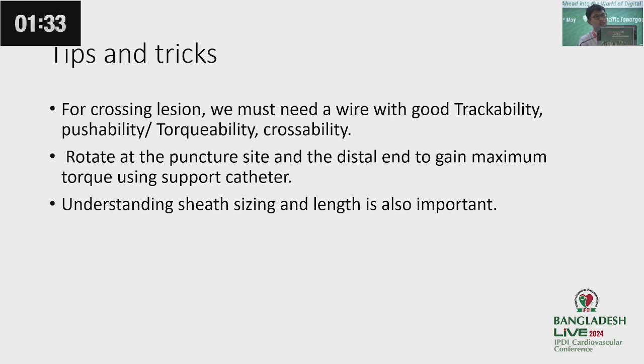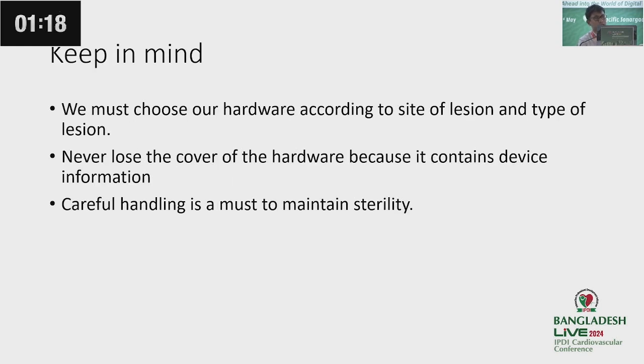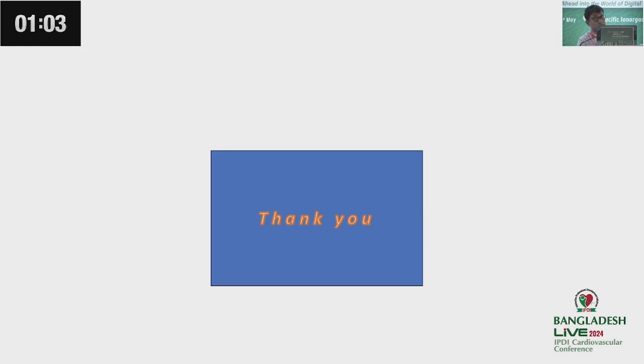Tips and tricks for crossing the lesions: we need a wire with good trackability, pushability, torqueability, and crossability. Rotate at the puncture site and the distal end to gain maximum torque using a support catheter. Understanding sheath sizing and length is also important. We must choose our hardware according to the site and type of the lesions. Never lose the cover of the hardware because it contains device information, and careful handling is very helpful to maintain sterility.